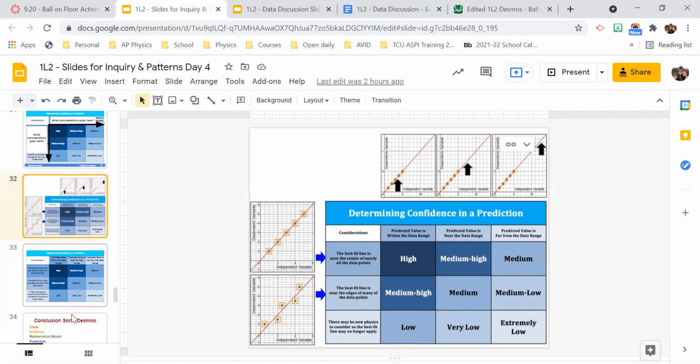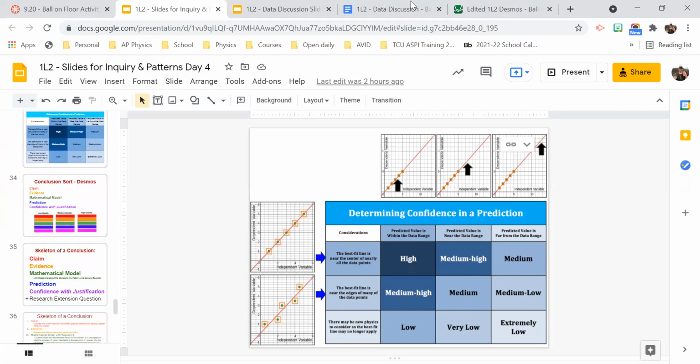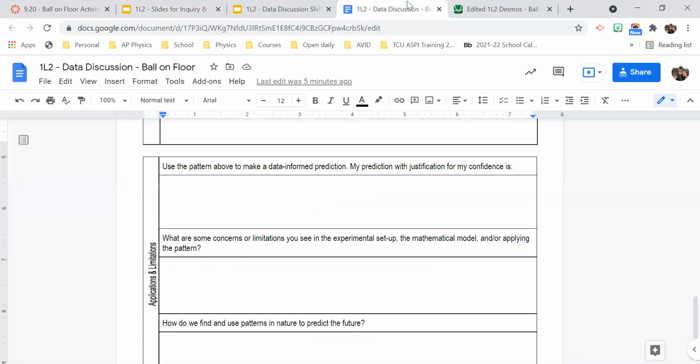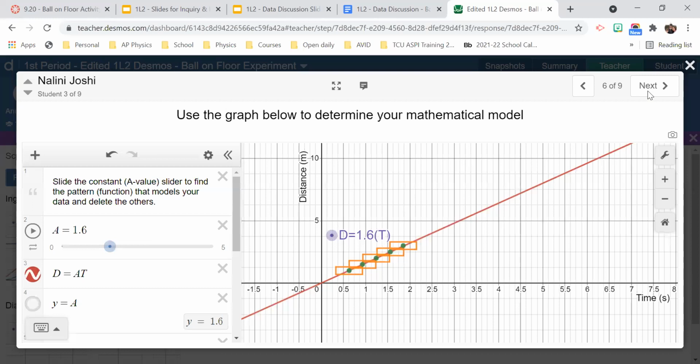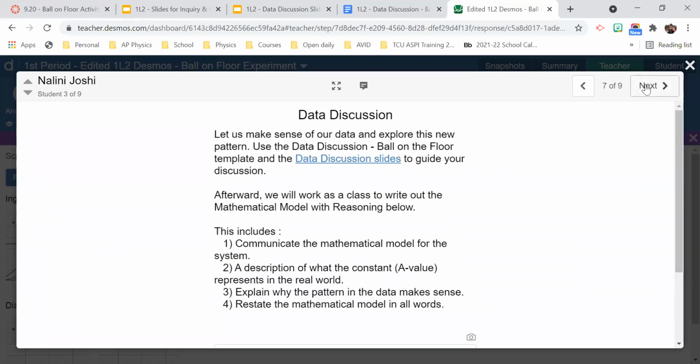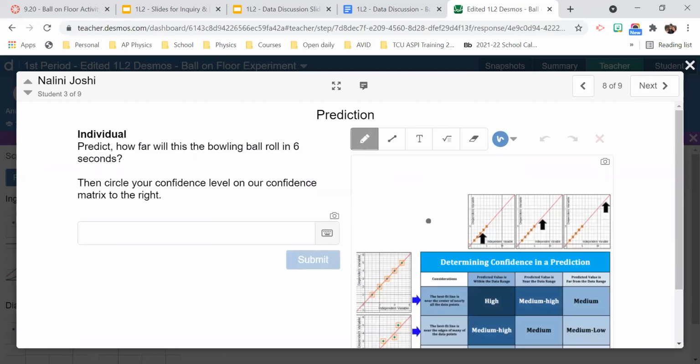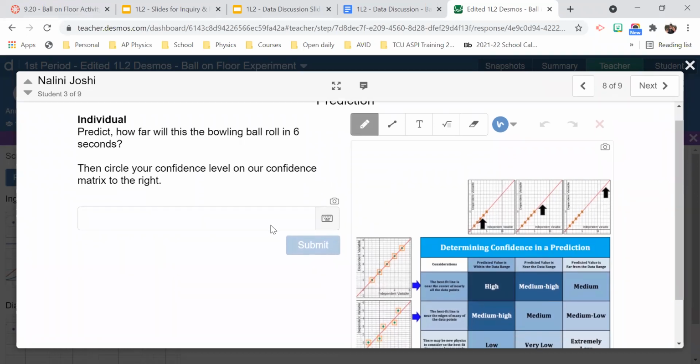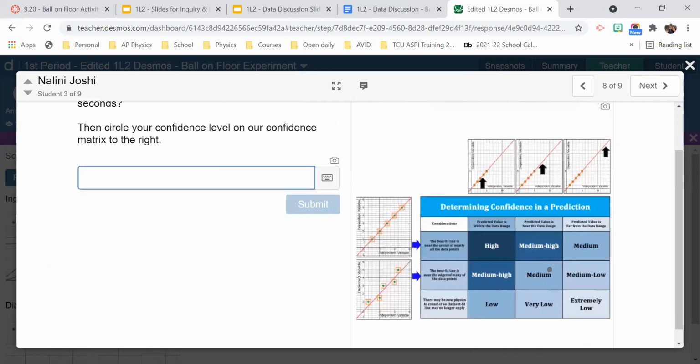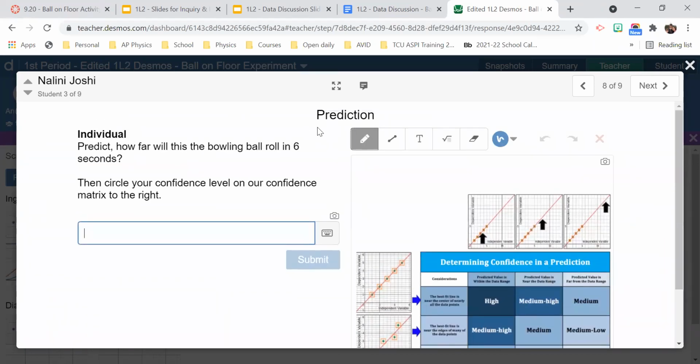All right. So use the pattern above to make that prediction, the prediction with justification with your confidence. So before we had discussed where you can say, I am medium or high with my confidence. So you can do the same thing here. I predict that the bowling ball will travel, let's see what we might think.